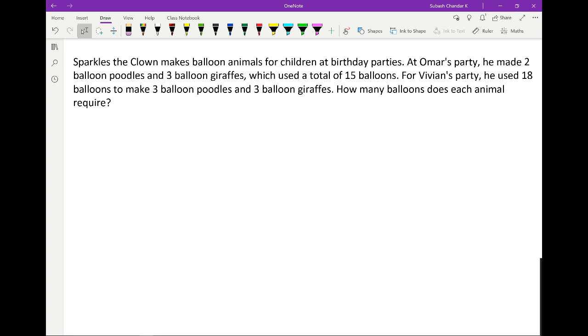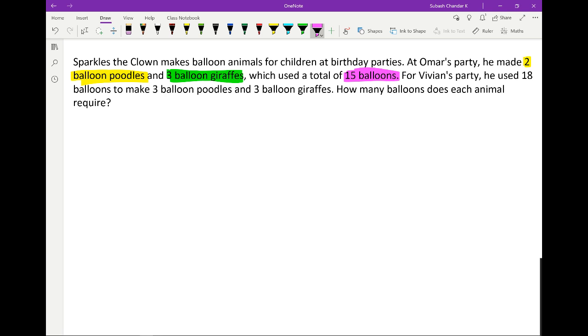All right, in this question, this clown is making balloon animals. We've got the first party, Omar's party, where he made 2 balloon poodles, so I'm going to color the balloon poodles in yellow. Then he makes 3 balloon giraffes, which I'm going to put in green. And then the total of 15 balloons, which I'm going to put in purple.